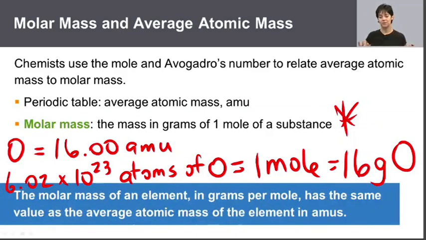The very simple way of saying it: the molar mass of an element in grams per mole has the same value. They're the same. That's why we have the equal signs. The molar mass in grams has the same value as the average atomic mass of the element in AMUs.